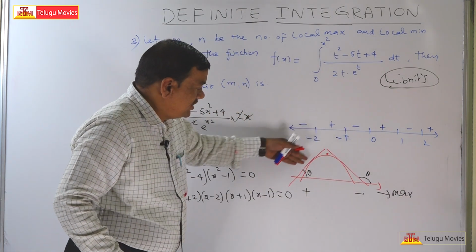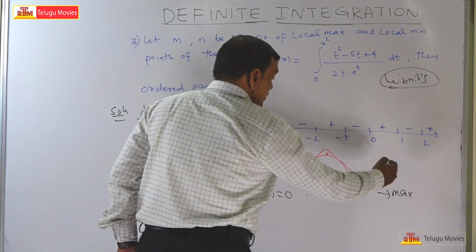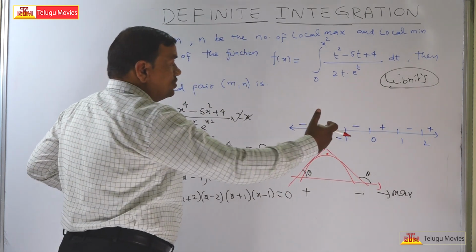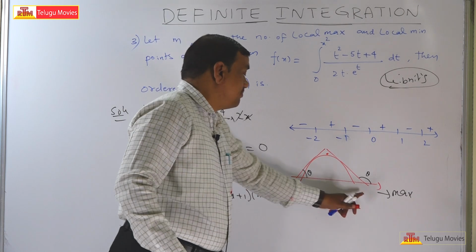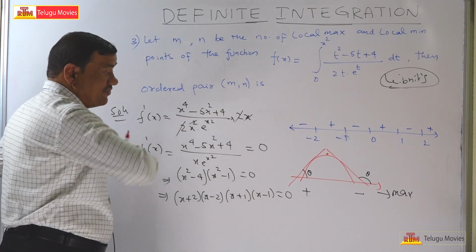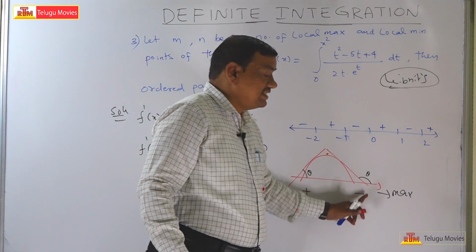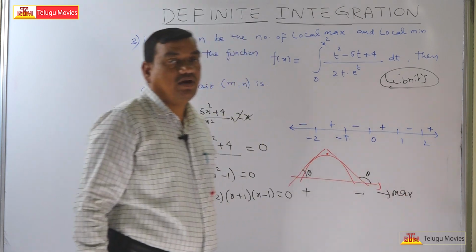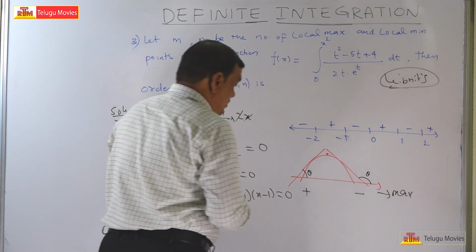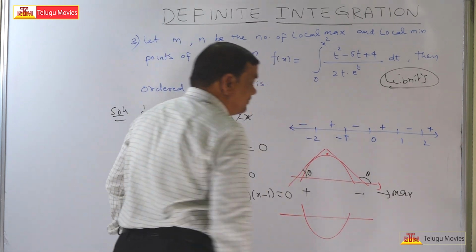So, here this is a tangent, this is a secant. If you observe, we have to always use from left to right. If it is a plus and it is a minus, then it is maxima. Plus, minus, maxima.